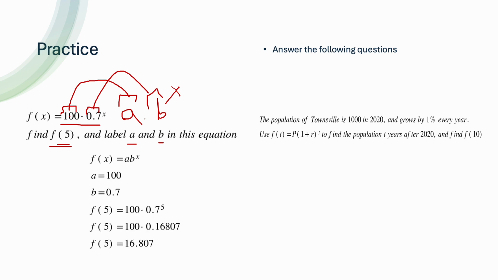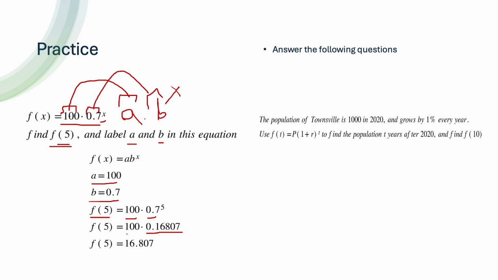All right, so let's see. So yeah, we see a is equal to 100 and b is equal to 0.7, like we got. Now f of 5 is going to be 100 times 0.7 to the 5th power, because x is equal to 5. f of 5 is saying x is equal to 5. And so that's going to value out to be about, I got, 0.16807.